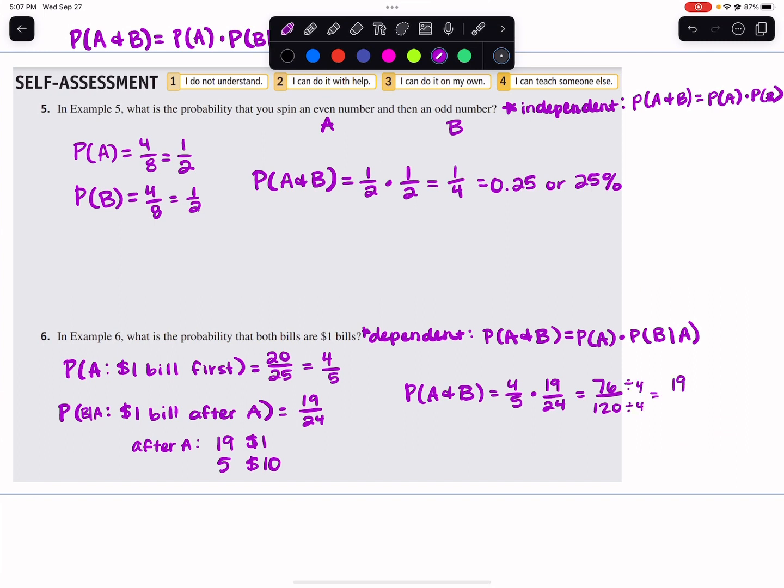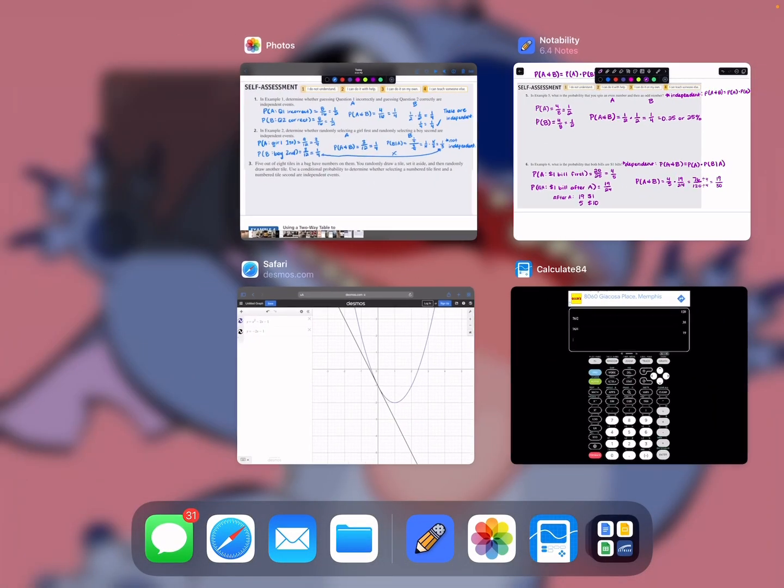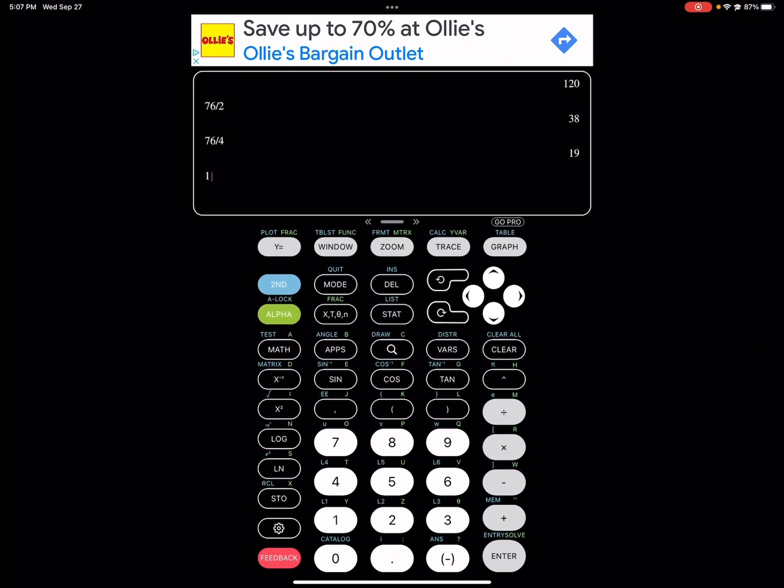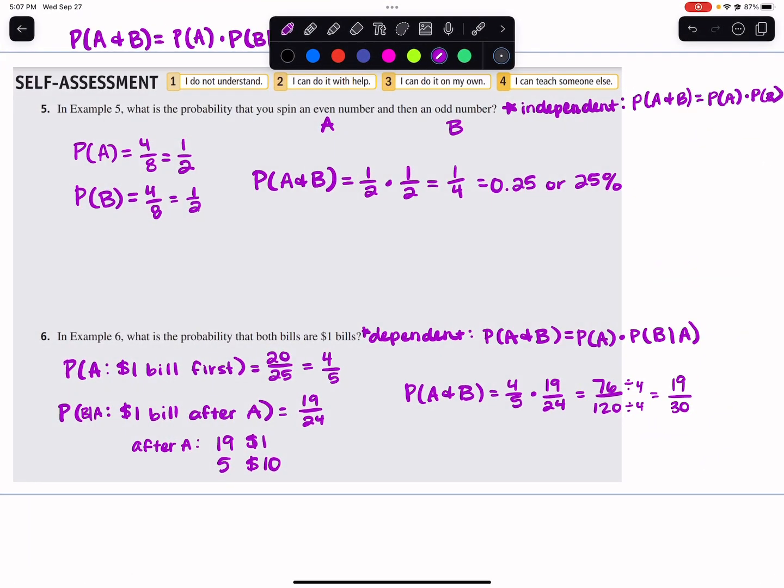So 19 over 30, which then I'm going to write as a decimal. So 19 divided by 30 is 0.633, or about 63.3%. All right, that is it for 6.4.